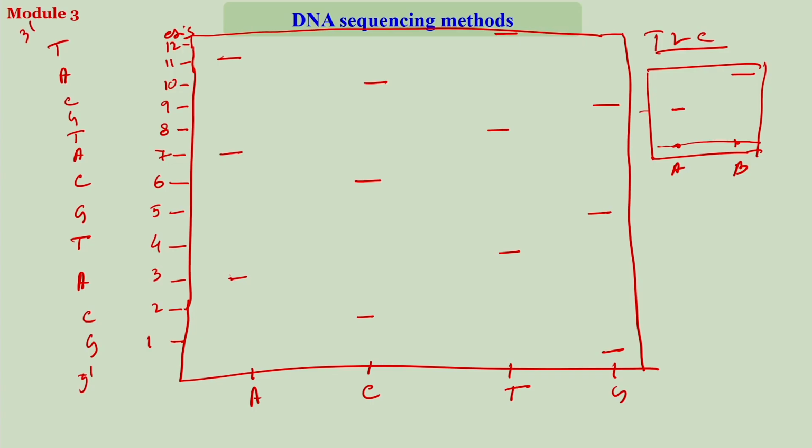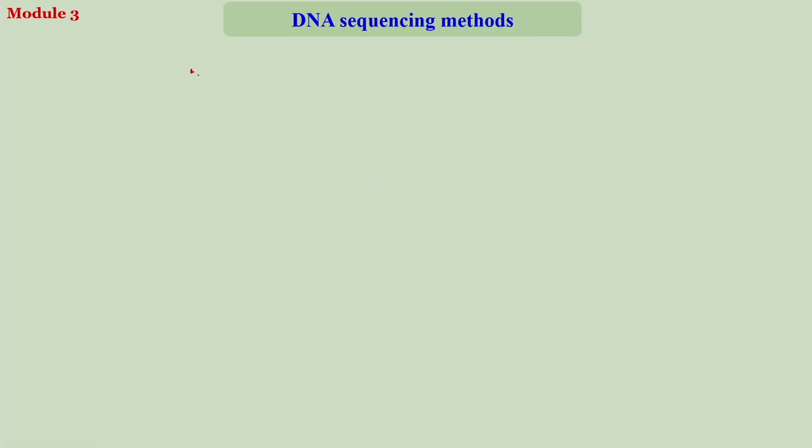Now, this is so simple to analyze the data. By the way, this is the sequence of the complementary strand that you have been synthesizing. So, you can figure out now 5 prime GCAT, GCAT, GCAT. So, this was the complementary strand.